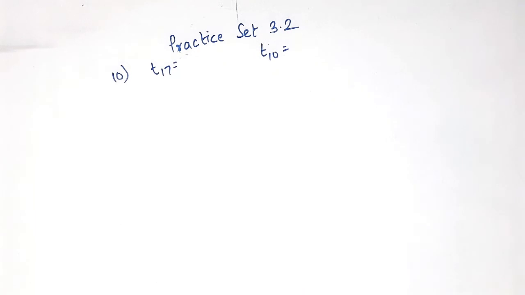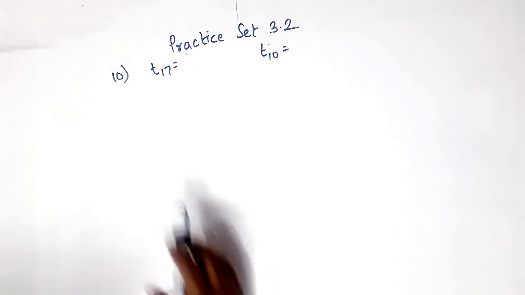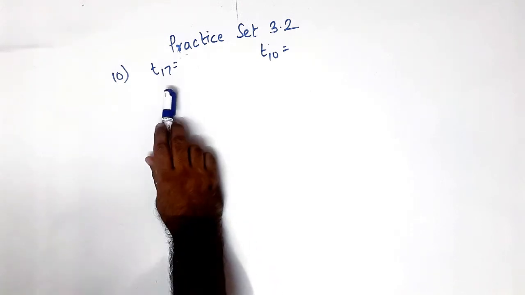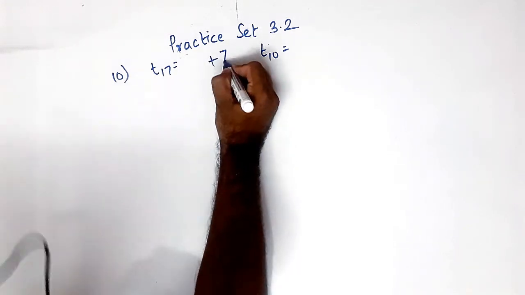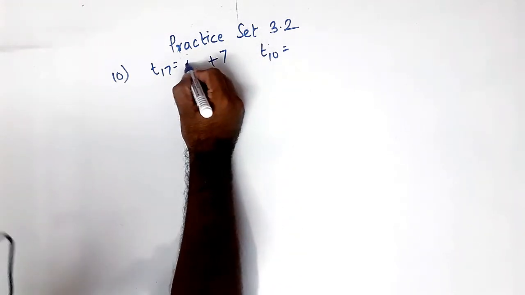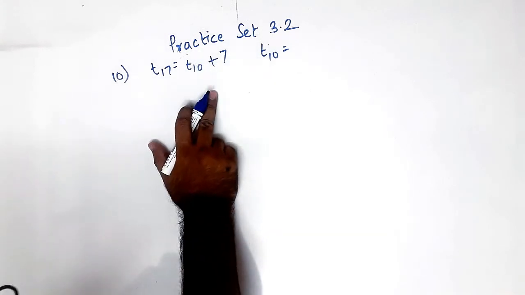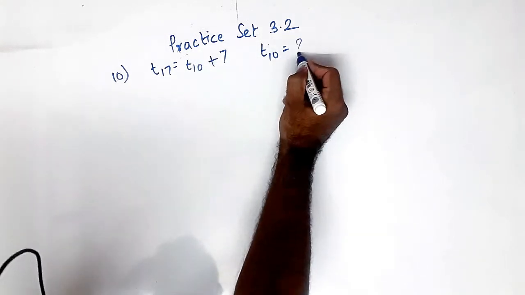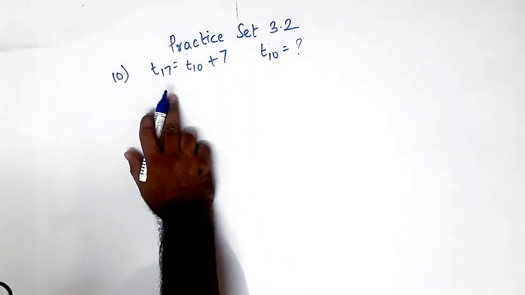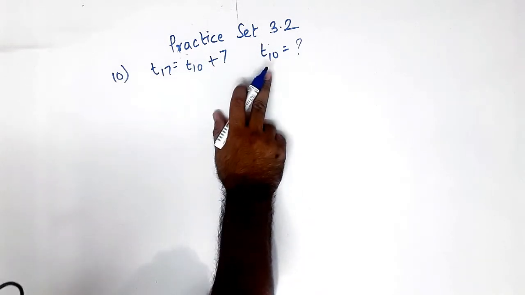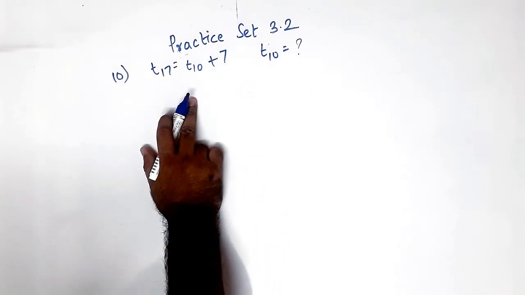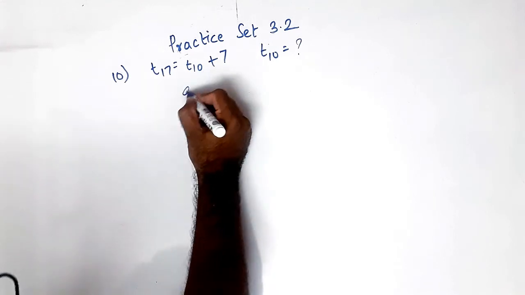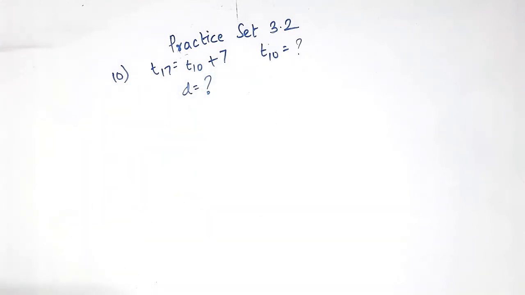So coming to sum number 10. Question number 10, we simply have to put it in mathematical form. The 17th term of an AP is 7 more than the 10th term, correct? Now T10 we don't know, and we also don't know what the 17th term is, but we know there is some relation. What relation is there? It is just 7 more than the 10th term. They have asked to find the common difference.